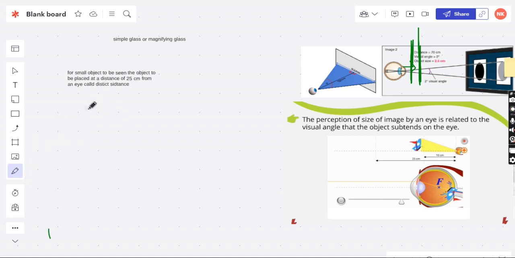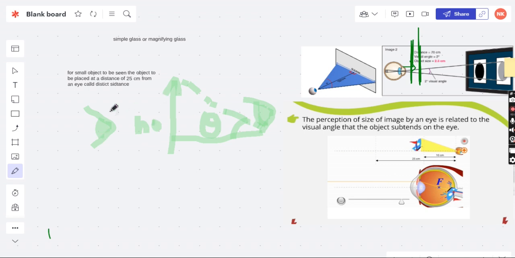Okay, so let's see. For instance, this is an eye, right? This is an object. The angle subtended by an object on an eye is known as the visual angle. So you can make an angle theta here. This is the height of the object, and this is the visual angle, right?